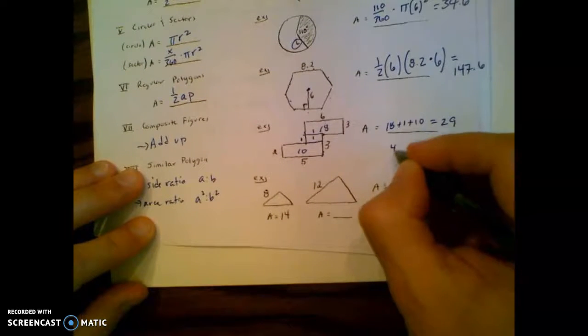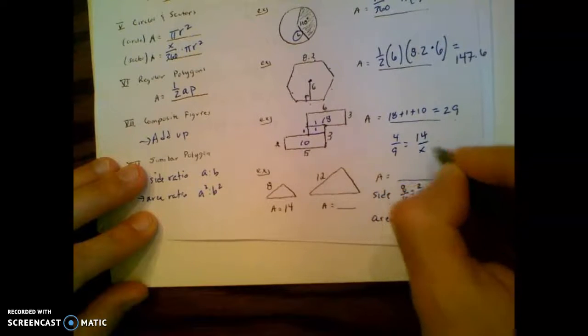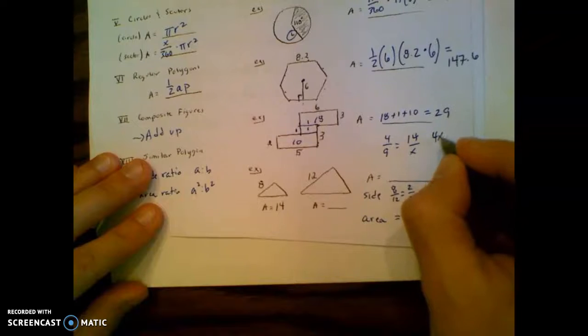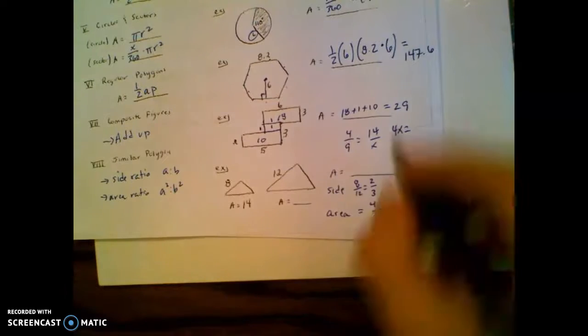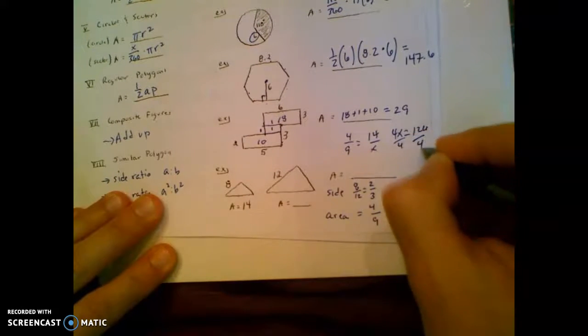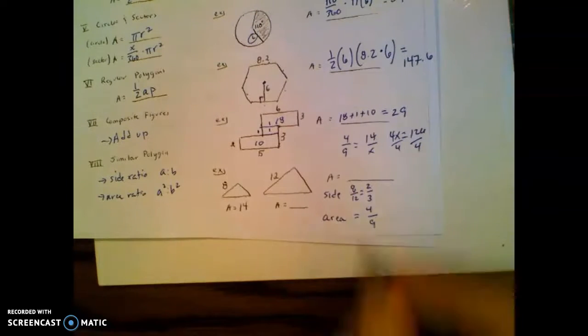So that would be what? 4 to 9 is equal to 14 to x. And then you cross multiply and solve, and you end up with 4x is equal to 9 times 14, which is 126, and I divide that by 4. And I end up with 31.5.